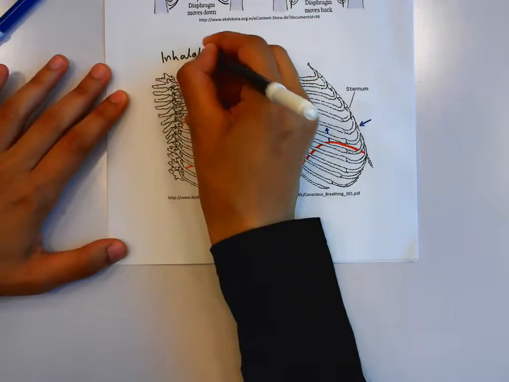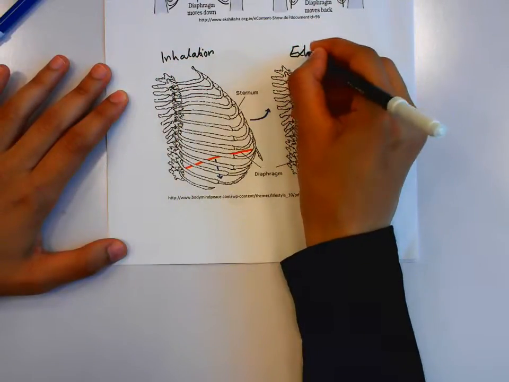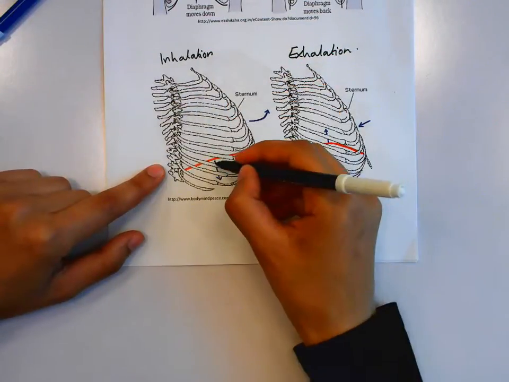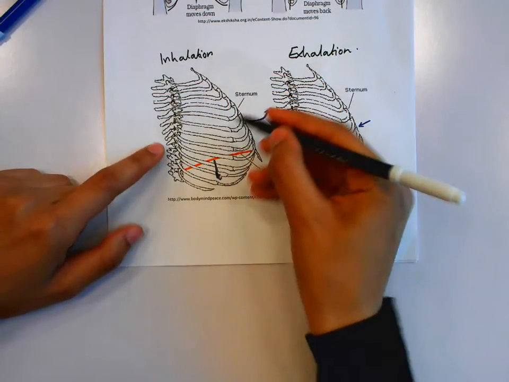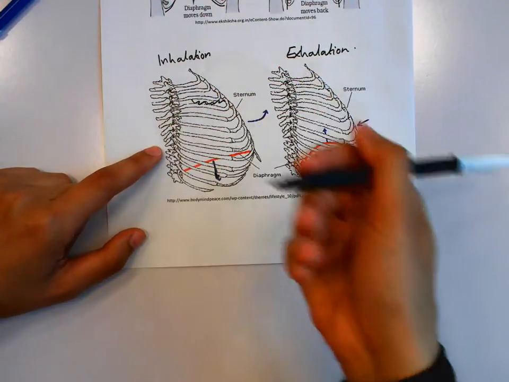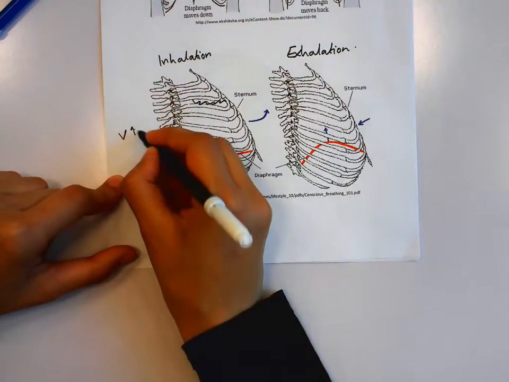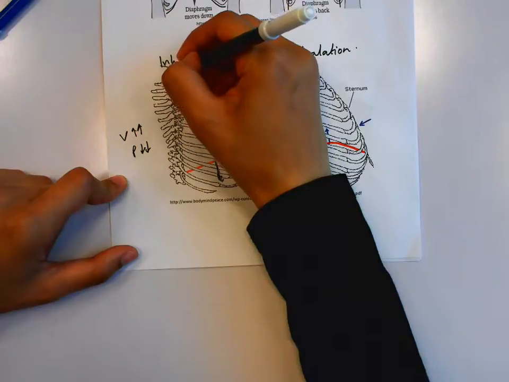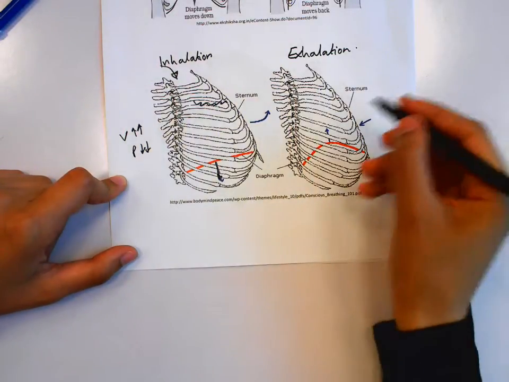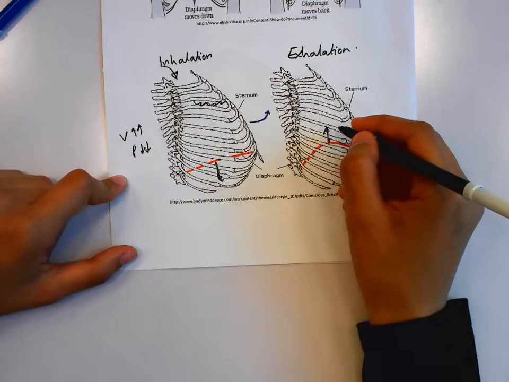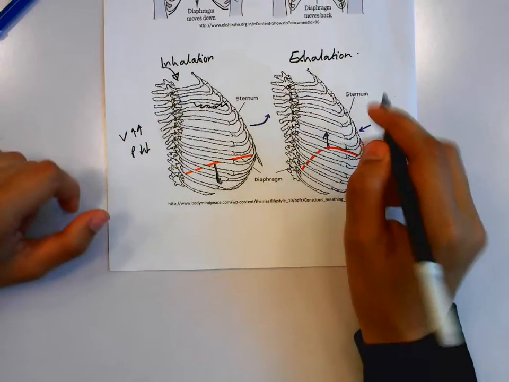Here is the same picture, but a different side view. Again, this is inhalation, and this is exhalation. In inhalation, the diaphragm contracts, so it moves downward. The intercostal muscles here contract, so they move the ribs outward, so the volume increases and the pressure decreases. So the air moves into your lungs. In exhalation, the opposite, the diaphragm.